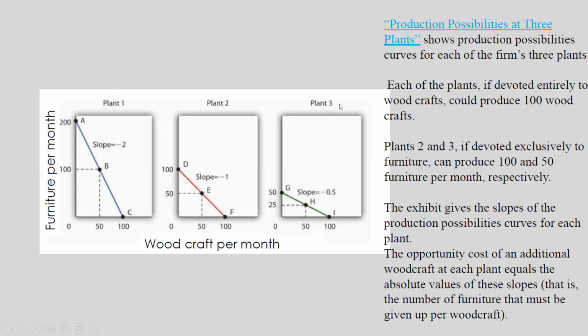But for plant number 3, you can see if it is utilized only for furniture production, then it can produce only 50 furniture per month, because plant number 3 is designed for woodcraft production, but it can still be used for furniture production. Even if we utilize it only for furniture production, we can only produce 50 furniture per month. On the other hand, if we utilize plant number 3 for woodcraft production only, it has the capacity of producing 100 woodcrafts a month.